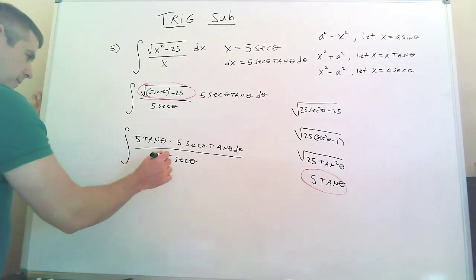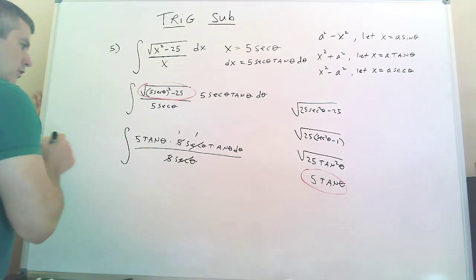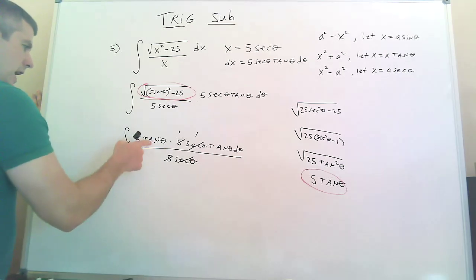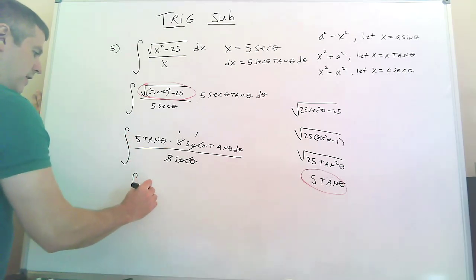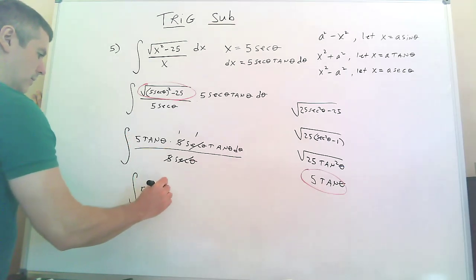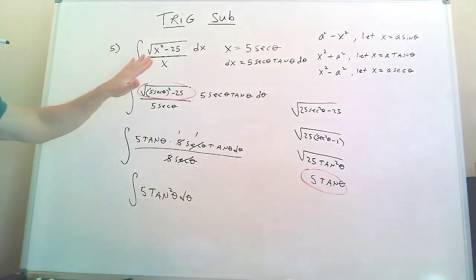Now I am going to cross them out. Those go away. Those go away. So what I'm left with is a 5, and then tan and tan. So I have integral 5, tan and tan make tan squared. Now we're going to finish this in a minute, right? So that's my initial move.